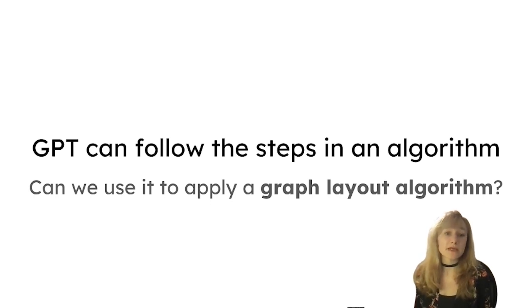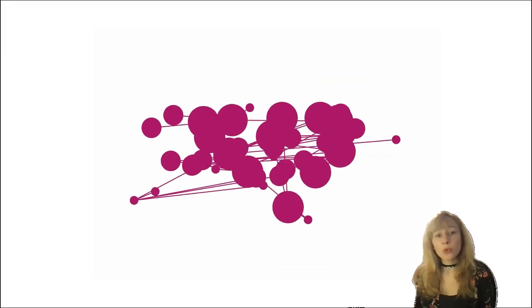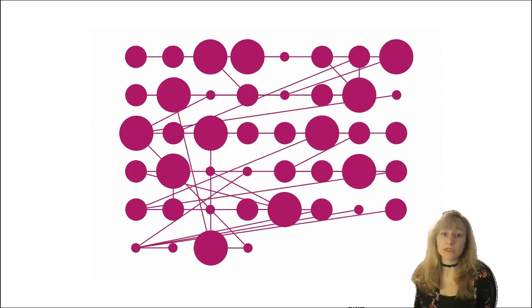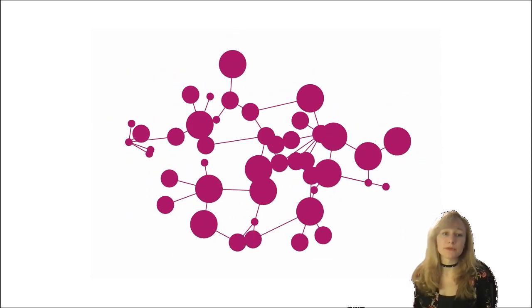So this got me thinking, can I apply this to my own field, which is a very algorithmic field, graph drawing? Can I make the AI apply a graph layout algorithm? So a graph layout algorithm is an algorithm that positions the nodes in a graph on the plane. It does so trying to optimize a few criteria to improve readability.